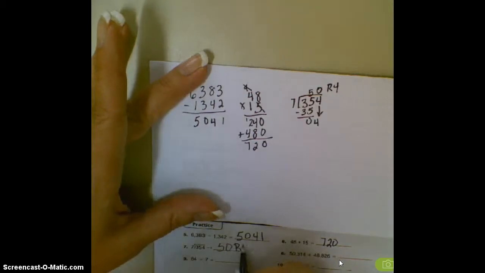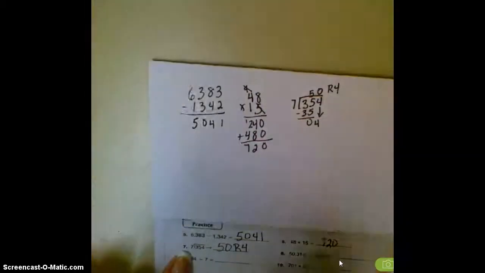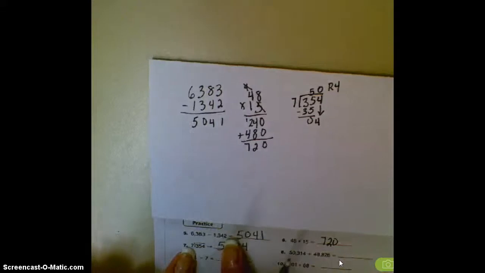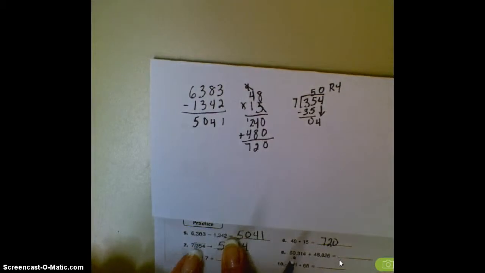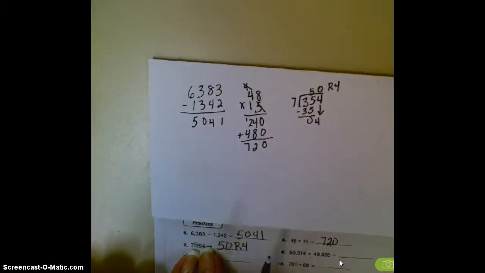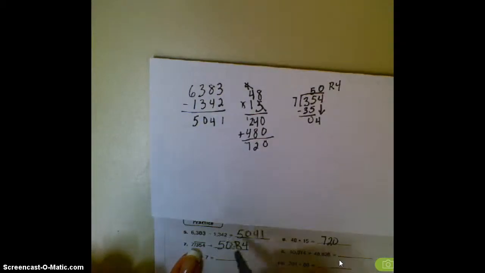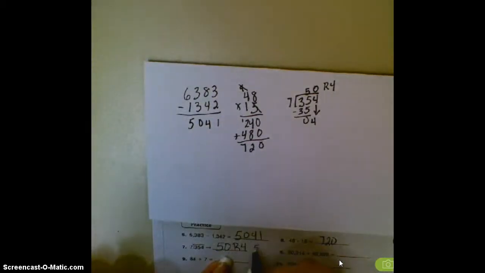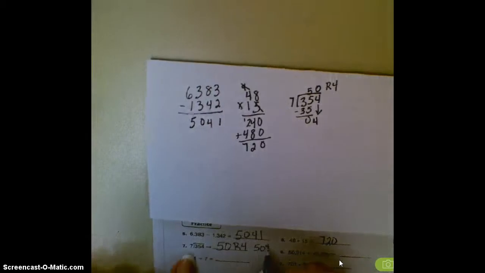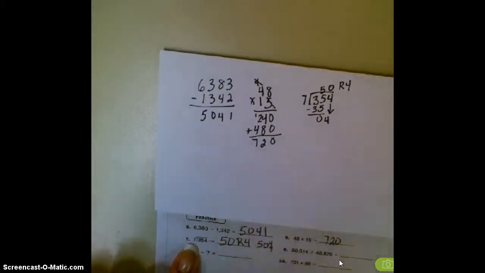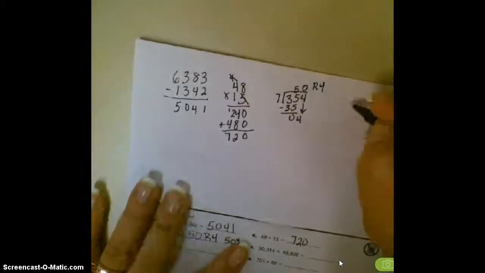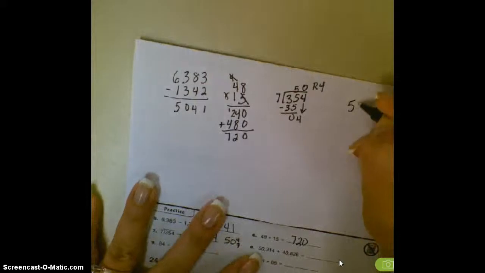And this is one where you just want to use some reason with it. We know that 7 times 5 is 35, so there's no way that 7 times 5 could have been 354. It had to be 50. I've also showed you another way to write this as 50 and 4 over the divisor, 4/7, which is my preferred way to do it now that you're in 5th grade.